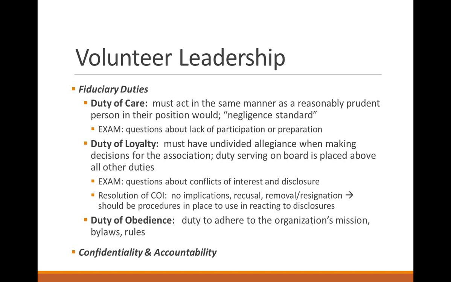The duty of obedience is the duty to adhere to the organization's mission, bylaws, and rules. And it's also important to remember the duty of confidentiality. I mean, it's not a specific fiduciary duty, but to keep confidential things confidential. It's an important part of the board member responsibility and accountability for their actions as a board.